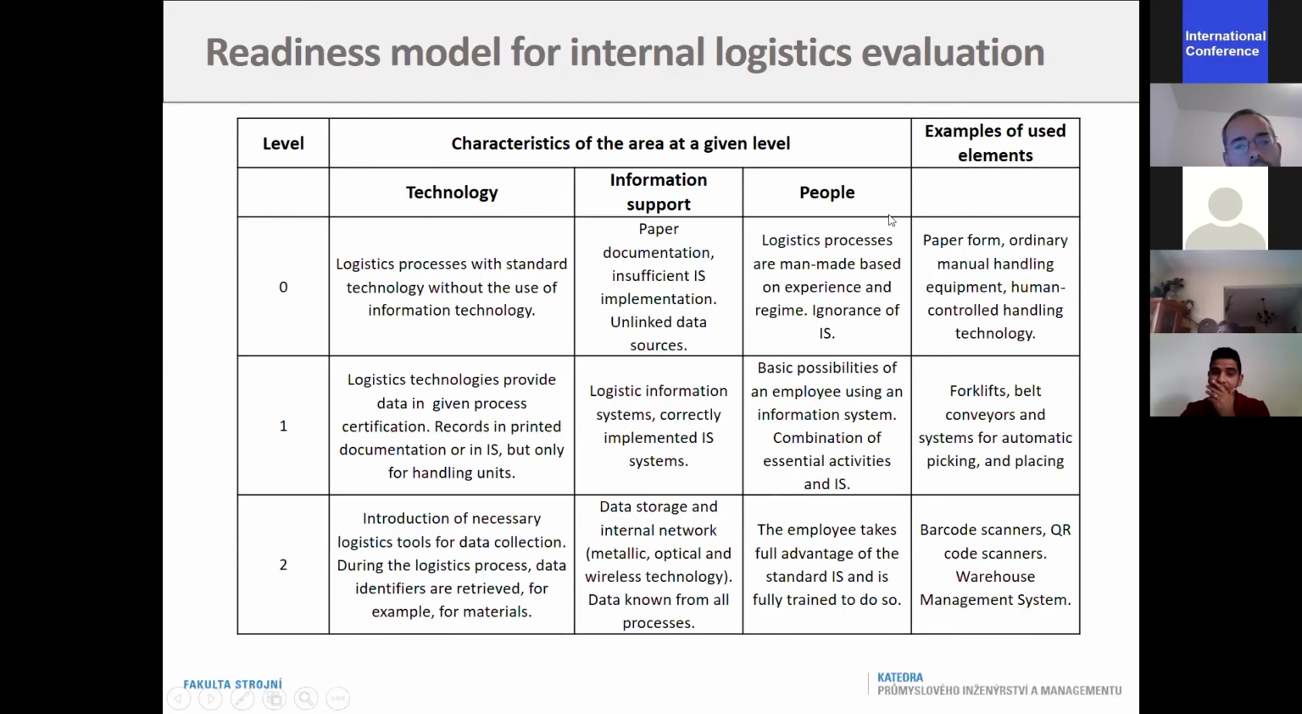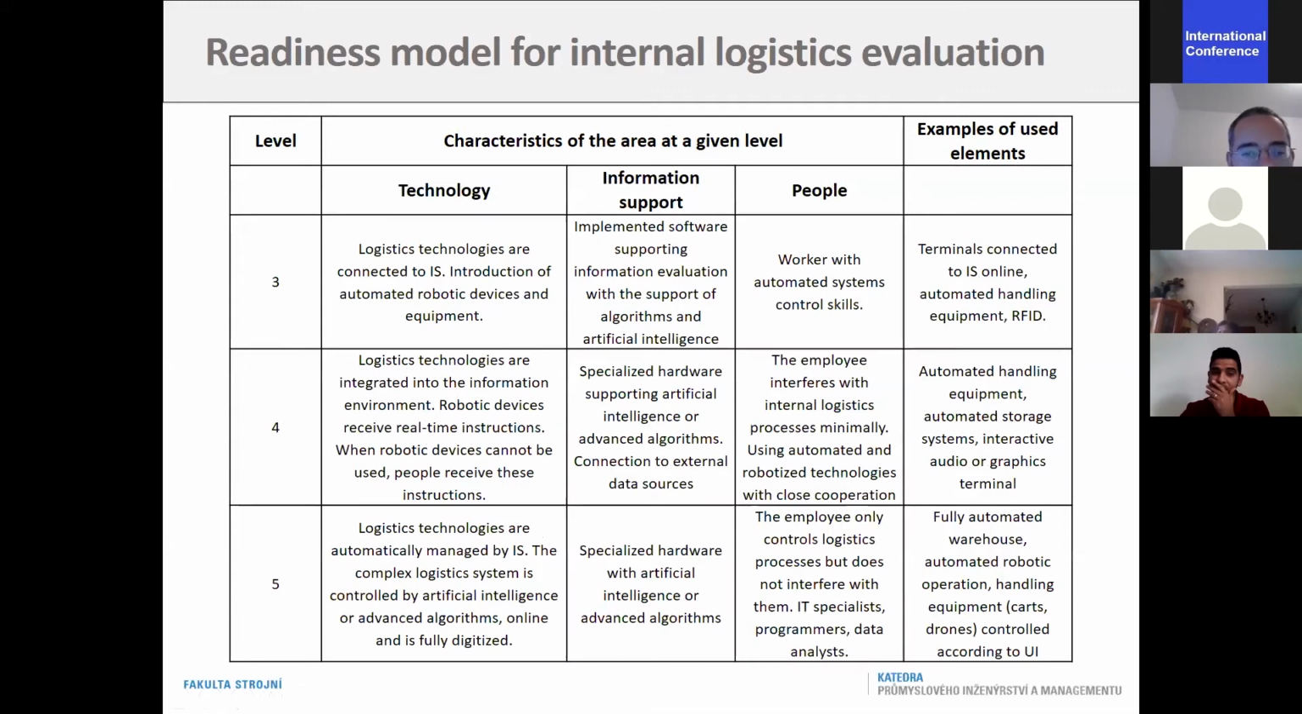If I'm talking about information support, on level 0, we are using only some paper, or we are not using any information support at all. From level 1 to 5, you see the support is getting more and more complicated. Information systems are implemented, data storages are implemented, special software is used. On these high levels, also hardware, which are robots, sensors, and so on. And on the most advanced level, you see specialized hardware with artificial intelligence or advanced algorithms.